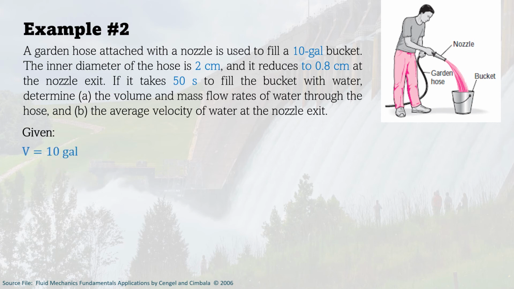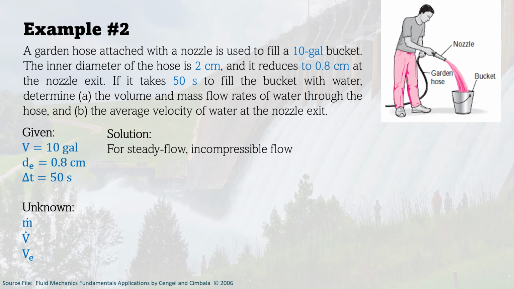The givens are the volume, which is 10 gallons, the diameter at the exit of the nozzle, which is 0.8 cm, and the time interval, delta t, which is 50 seconds. The unknowns are the mass flow rate, the volume flow rate, and the average velocity of the water at the nozzle exit, or V_E.